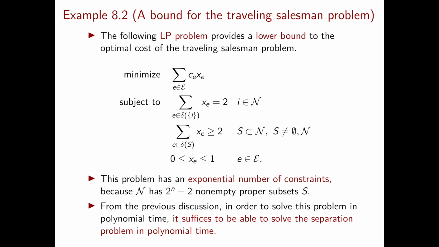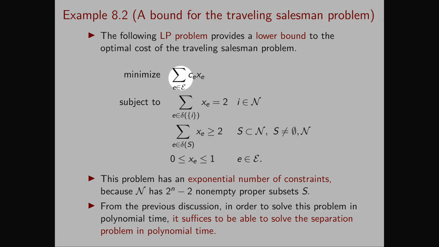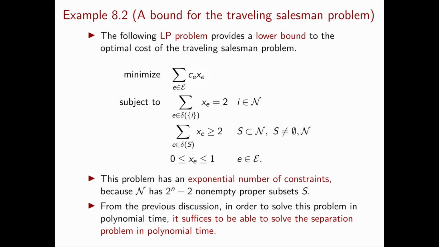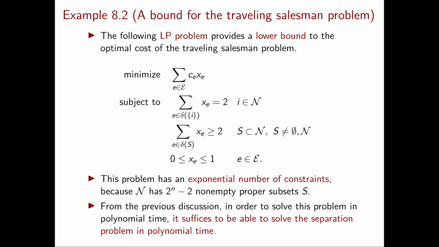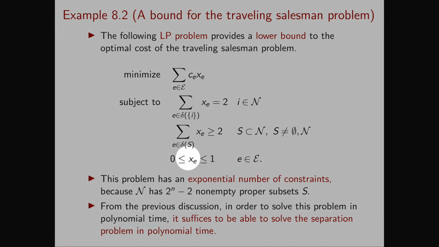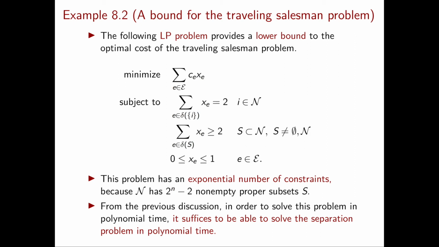Now we write down the linear programming relaxation of the integer programming formulation of the traveling salesman problem. Our objective is to minimize the cost of the tour, so we minimize the sum of c_e x_e for every edge e. Then we have our first set of constraints, and then our second set of constraints. Finally, we relax the binary constraints on x_e with the constraints x_e between 0 and 1 for every edge e.